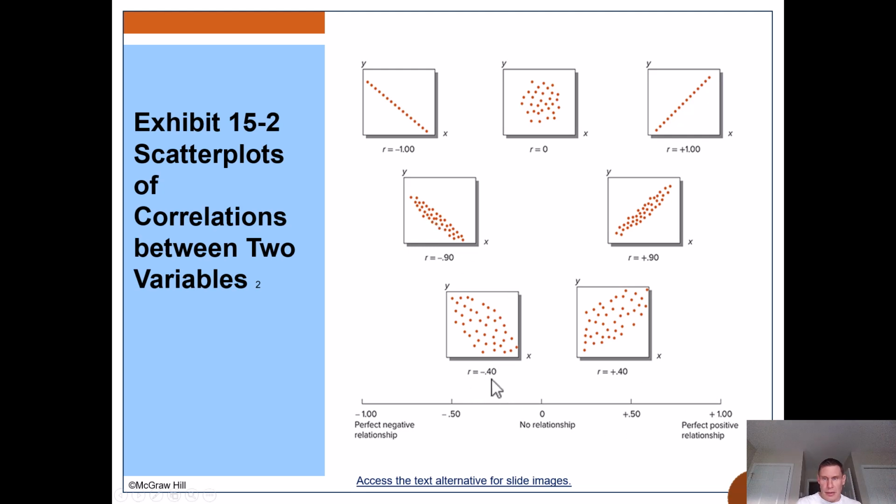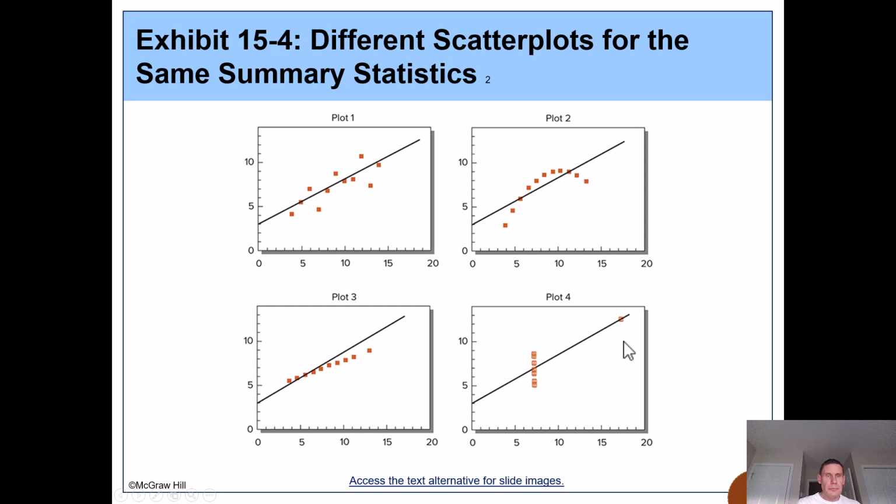And then here we have R of plus and minus 0.4. So again, you can kind of see that this one's trending down, this one's trending up. It's a pretty loose association, but if you study it, you can tell that that's the case.